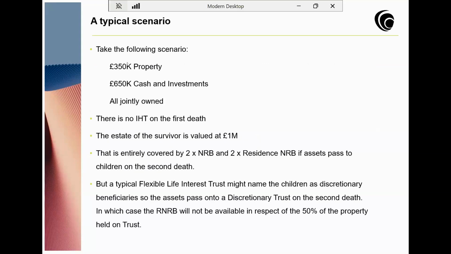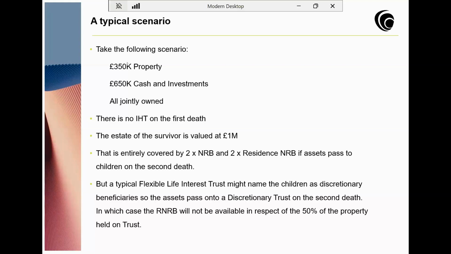So if we take a scenario here, quite a straightforward one, where we have a married couple, all jointly owned assets, 350k property, 650k in cash and investments. There'd be no inheritance tax on the first death because everything passes by the spouse exemption. The estate of the survivor is valued at 1 million, and that would be entirely covered by 2 nil rate bands and 2 residence nil rate bands if assets pass to the children on the second death.